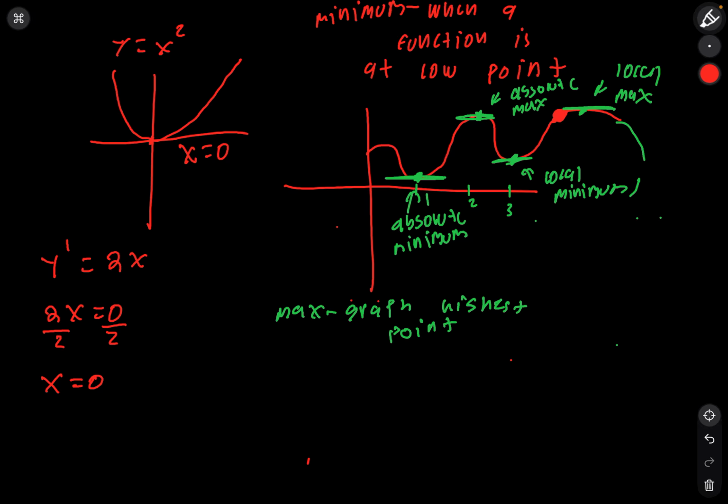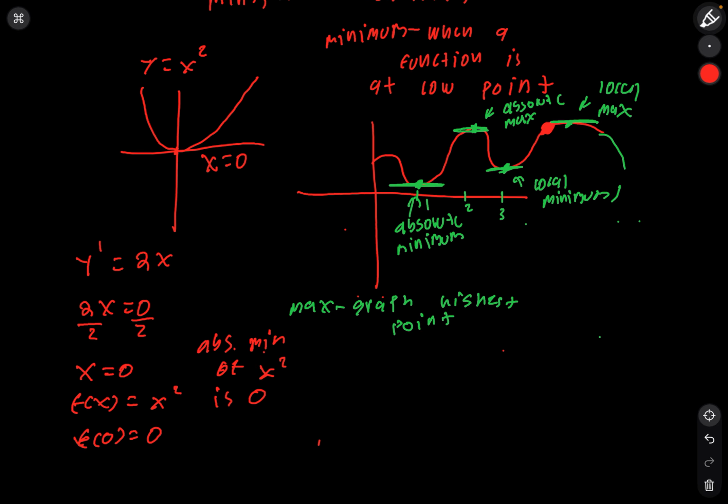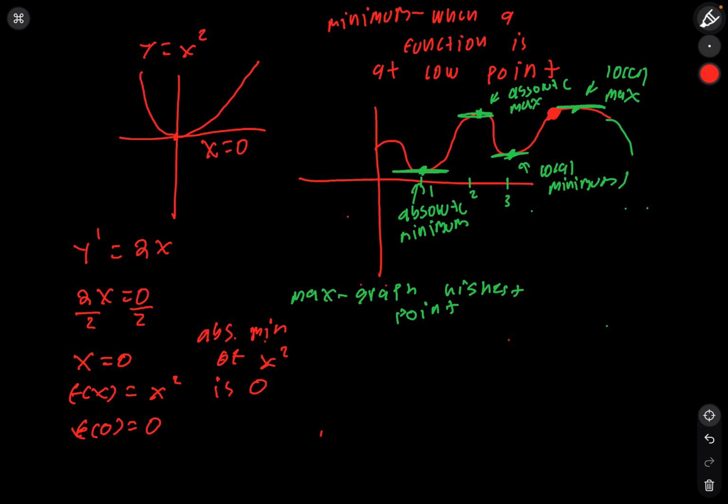From here, if we want to find the absolute minimum, all we have to do is plug the x back into y. So let's say f of x is equal to x squared. We do f of 0, which is equal to 0. Therefore, the absolute minimum of x squared is 0. And that's really all there is to it. Obviously, it gets a lot more complicated, and so let's do some more.